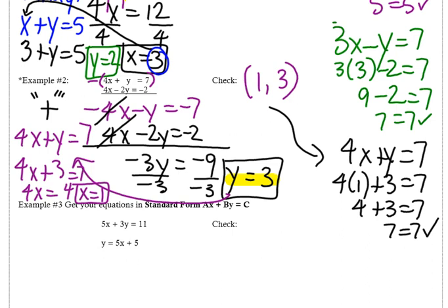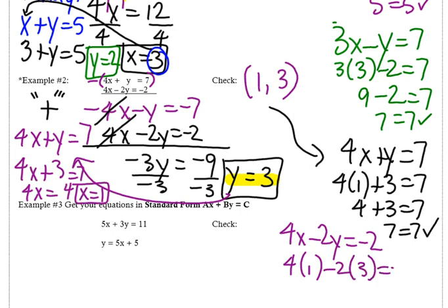And let's check in our other equation, 4x minus 2y equals negative 2. Substituting in 4 times 1 minus 2 times 3. Does that equal negative 2? 4 minus 6 equals negative 2. Negative 2 equals negative 2, and it does check.